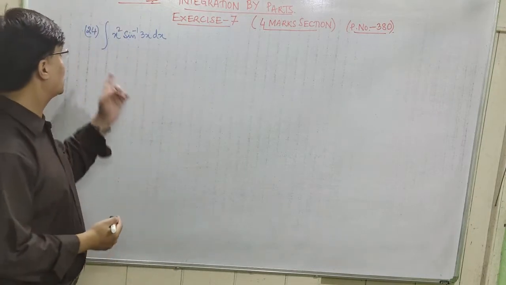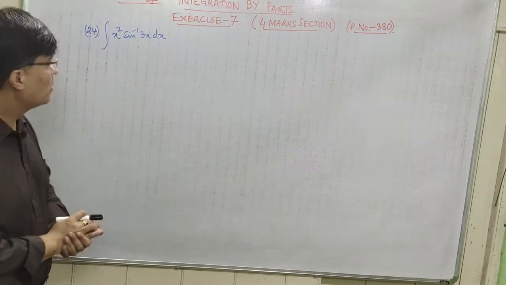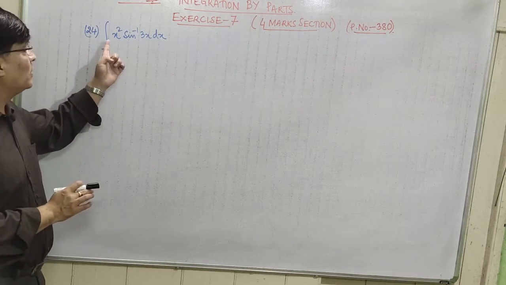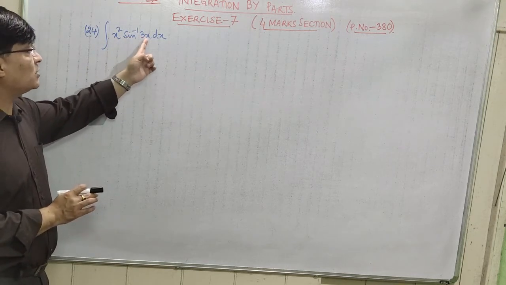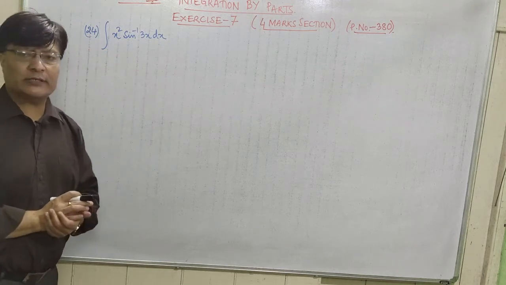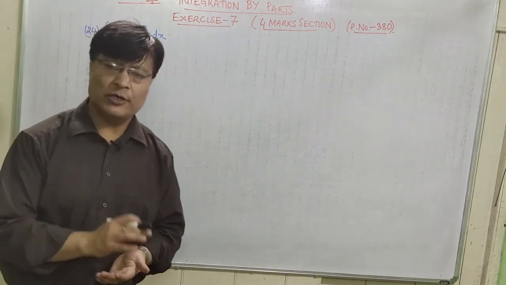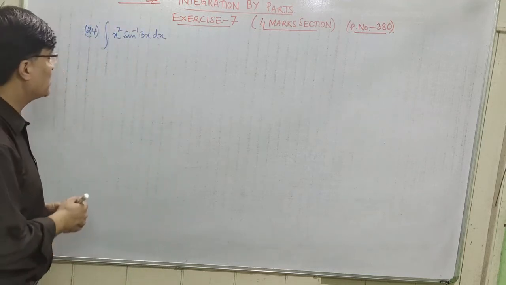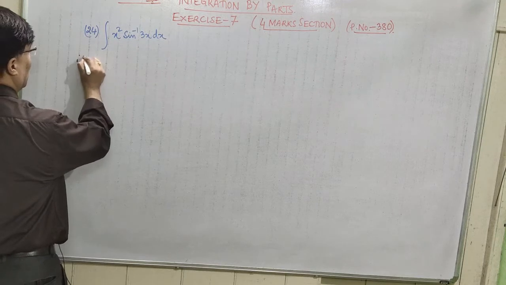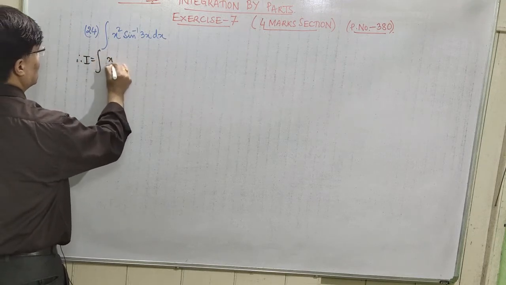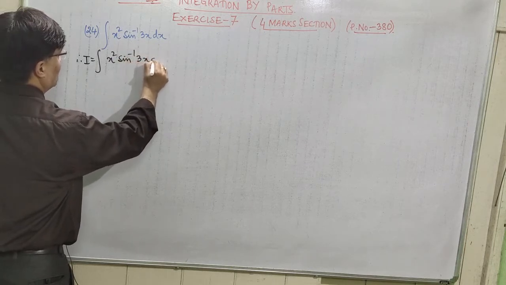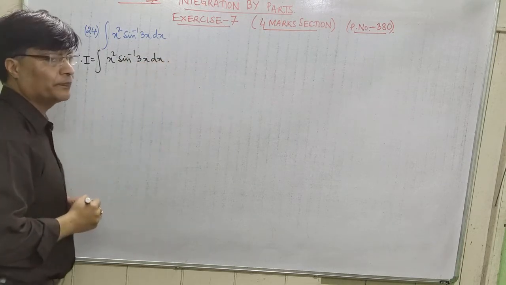So now we'll do the next question, that is question number 24. So you have to evaluate this integration, that is integral of x square sine inverse 3x dx. So here also this is the integration of the product of two different functions. So you have to use integration by parts in this case also. So let us write first, I is equal to integration of x square sine inverse 3x dx.